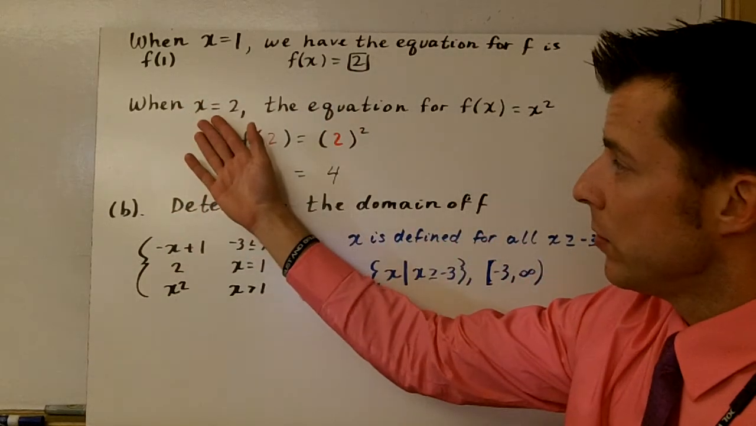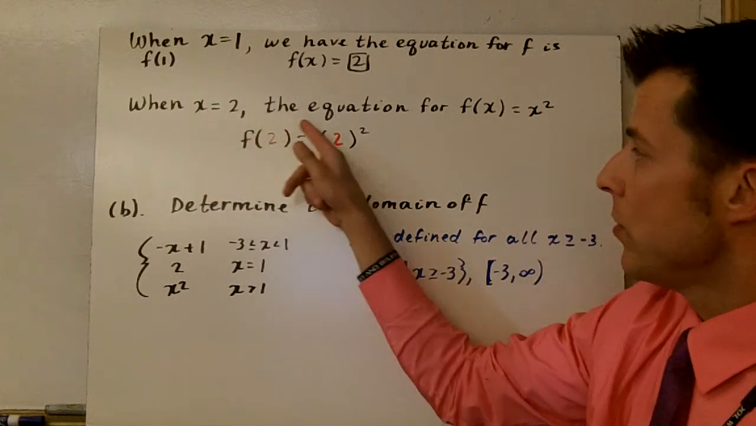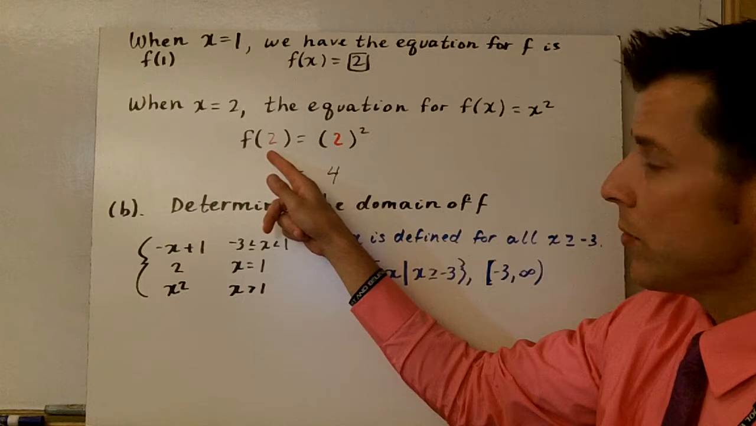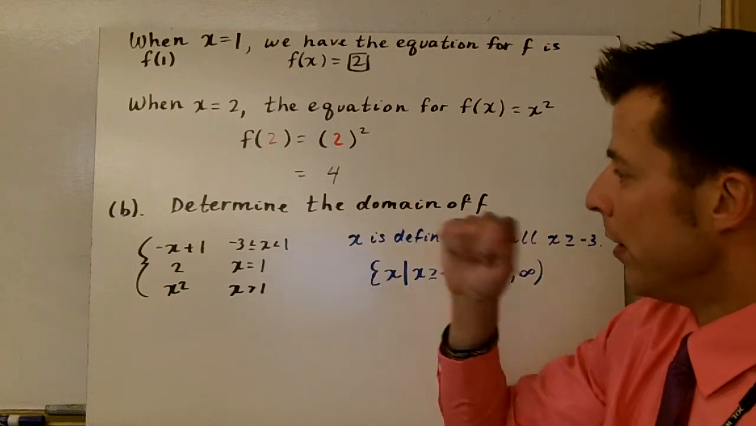Lastly, f of 2, we know when x equals 2, the equation is f of x equals x squared. So we plug 2 into that, and we get 4.